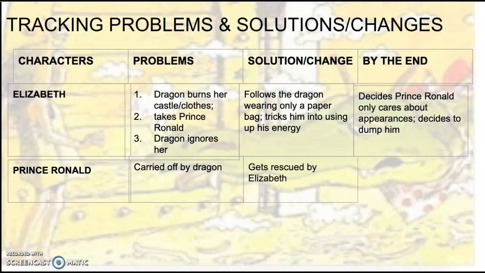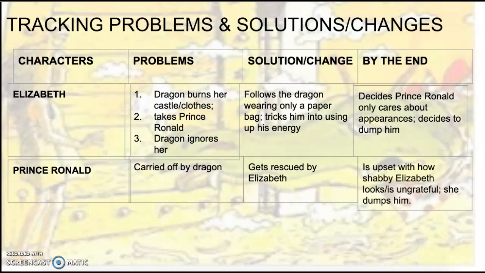He can't escape. What is his solution? Well, his solution is it's solved for him by Elizabeth. He sort of gets rescued by Elizabeth. And by the end, what has happened with Prince Ronald? Well, by the end, he's upset with how shabby Elizabeth looks, and he's ungrateful. And so by the end, again, she dumps him.